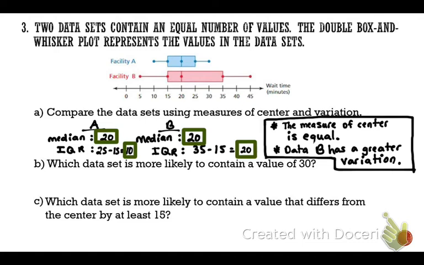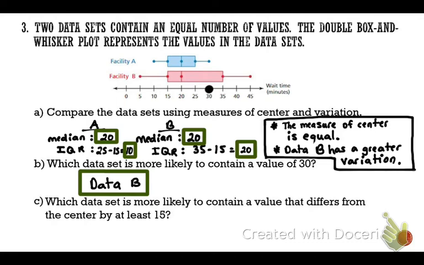All right, now I want you guys to look at B and C. Talk with your partner and see if you guys can answer B and C. Okay, who would say for B, which data set is more likely to contain a value of 30? What did you guys get? Data B. She says data B, all right? If this is 30 and I go up, it would land in the box for facility B or data B. You are correct. Let's look at the next one.